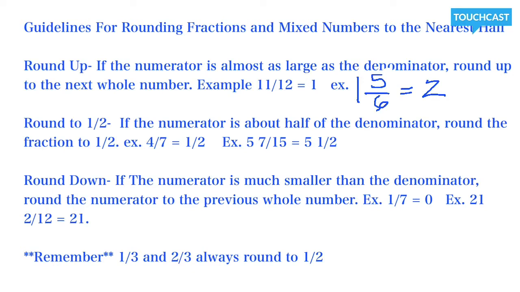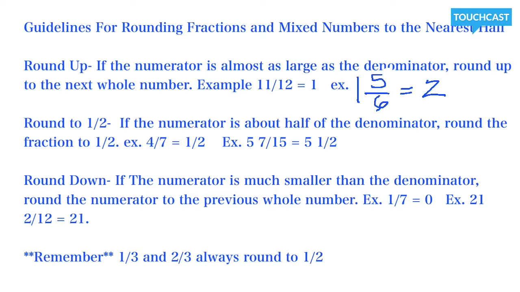In the example 5 and 7/15, you can ignore the 5 and focus on 7/15. Think what half of 15 would be, and that would be 7.5. So 7 is obviously very close, and that would round to a half. And you can then just leave your whole number the same, and your answer would be 5.5.